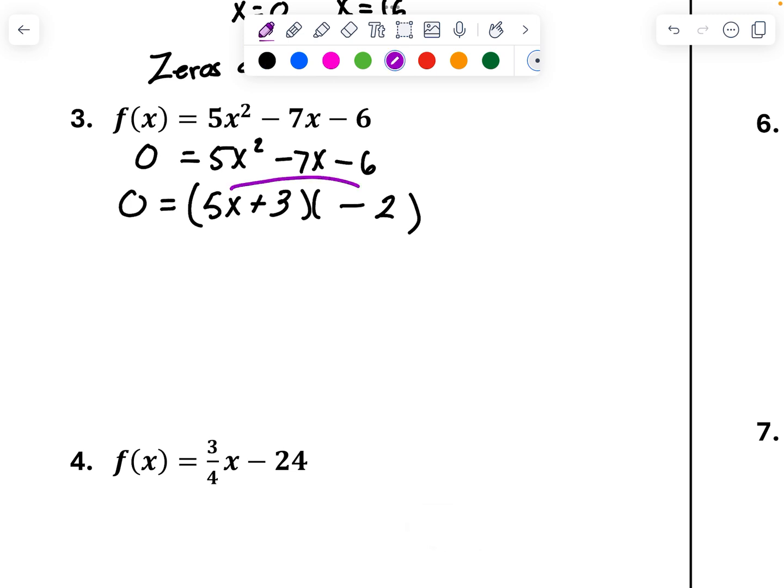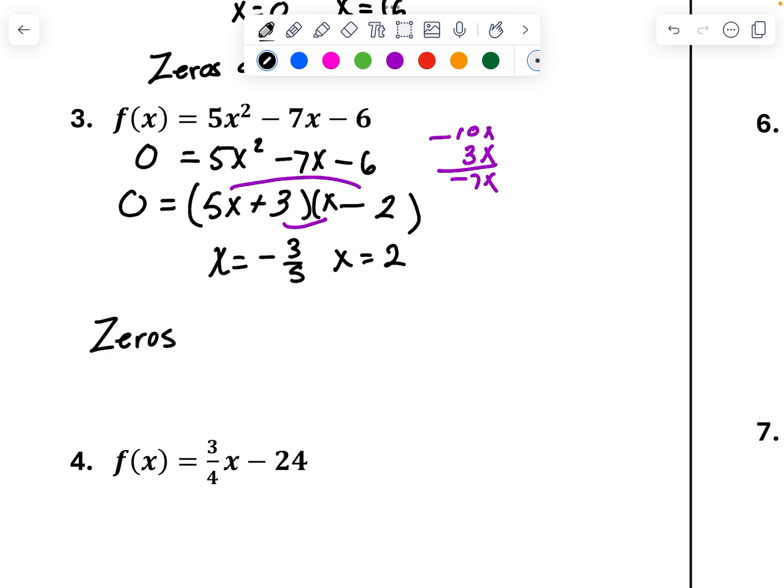If I multiply this, I get -10x. And if I multiply this, I get 3x, and so that gets me -7x. So yes, that works. So x would equal -3/5 and x would equal 2. So my zeros are -3/5 and 2.